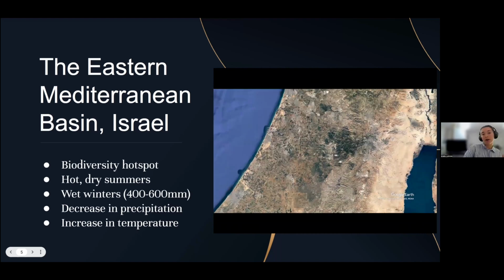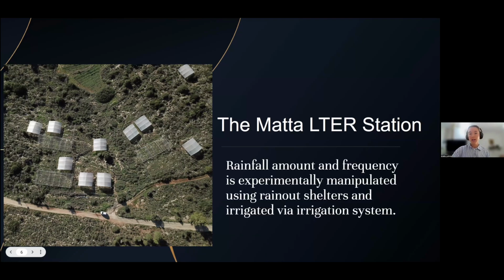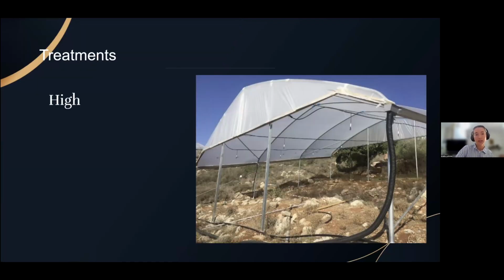Specifically, the name of my research site is the Meta Long-Term Ecological Research Station. And here we use rainout shelters to manipulate the rainfall amount and frequency of rain. You will see that we have 4 treatments. We have the high treatment. You can see here the rainout shelter.